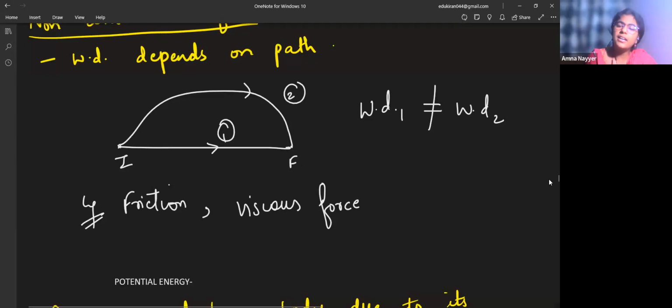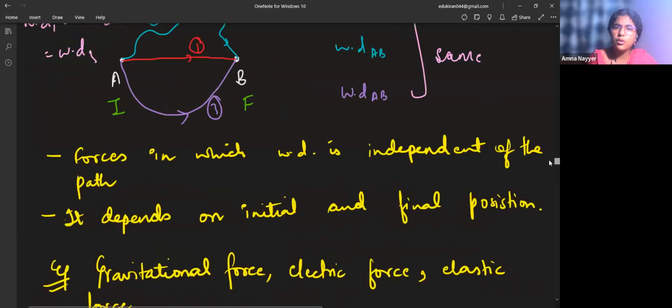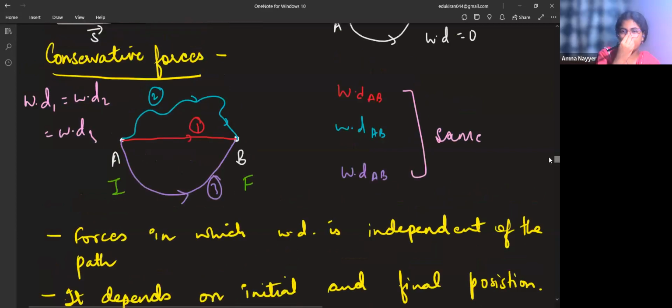Why are we studying this? Because the terms will be used for conservative forces and for non-conservative forces. That's why we are studying it. Note down this as well. This completes kinetic energy. Now we are left with potential energy.